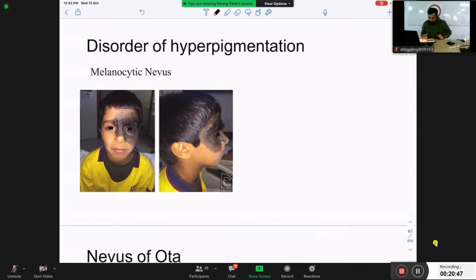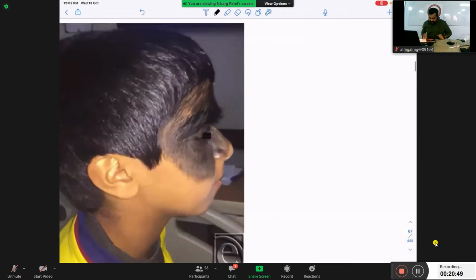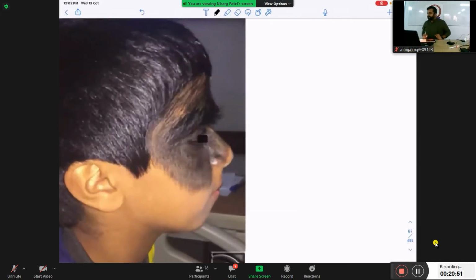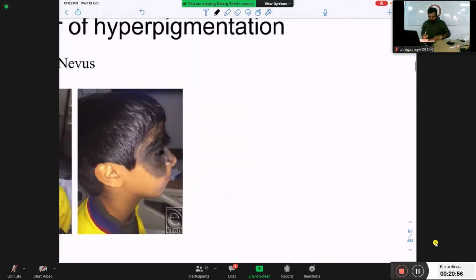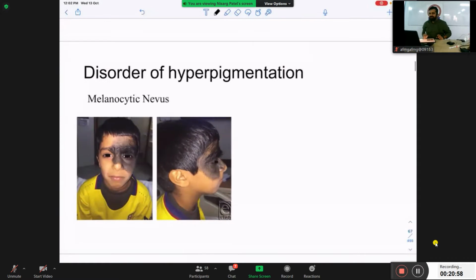As you can see, there is a hyperpigmented skin along with increased hair on this area, right? So you all have seen the nevi, right? So what are the nevi? Nevi are the cluster of melanosome. These are the cluster of melanosome.